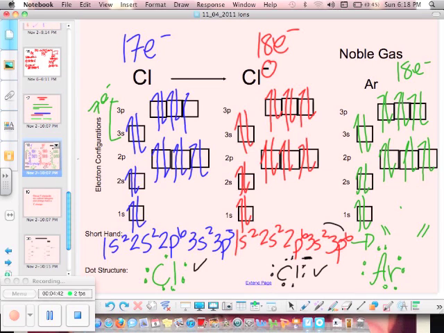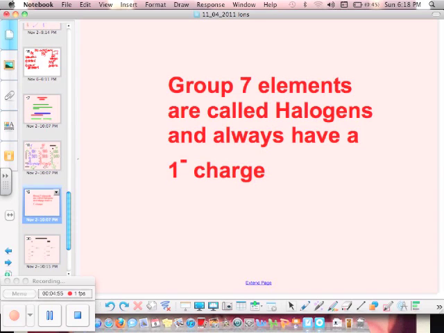So if you take a look, elements on the right side of the periodic table tend to want to grab more electrons since they're already close to the noble gas configuration. Group 7 elements are called halogens, and typically they will hold a 1 minus charge. So fluorine, chlorine, bromine, iodine, astatine, they tend to become anions. And we start to call them fluoride, chloride, bromide, iodide, and astatide.